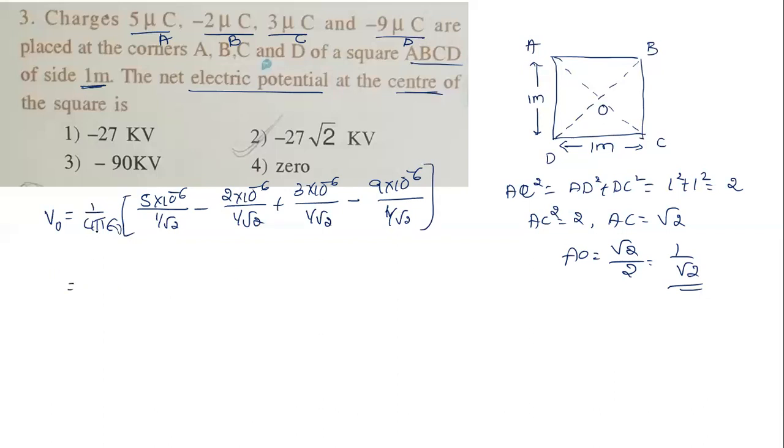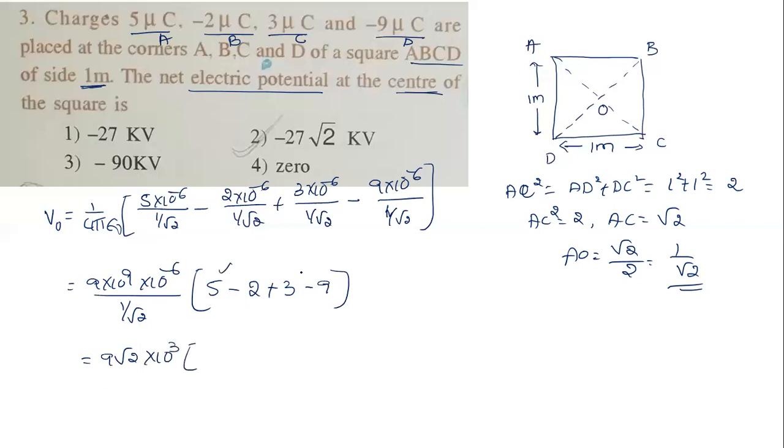So let us take out what is common: 9 into 10 power 9, 10 power minus 6, and 1 divided by √2. If you simplify 5 minus 2 plus 3 minus 9, the 1 by √2 will come to the numerator. It will become 9 √2 into 10 power 3. Look here, 5 plus 3 is 8, 8 minus 2 is 6, minus 9 is minus 3. So it will become minus 27 √2 into 10 power 3 volt.